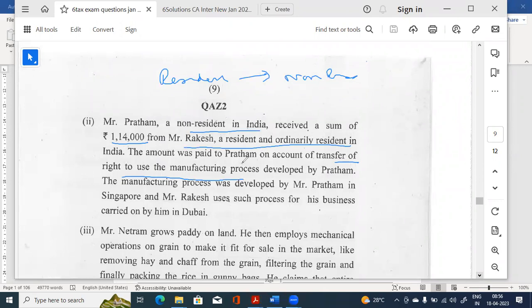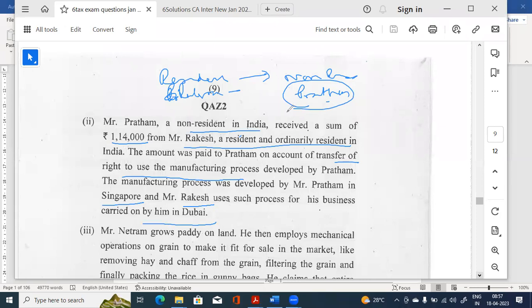Pratham received a sum from Rakesh on account of transfer. So this is Pratham. Pratham is allowing use of a manufacturing process for which Rakesh is paying him money. Now, this Pratham is a non-resident. He has developed that manufacturing process in Singapore, and Rakesh is using it to be carried out in Dubai.